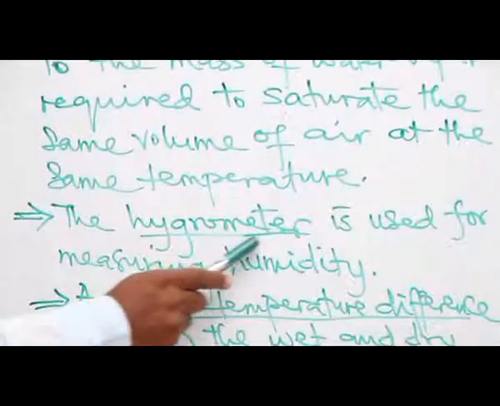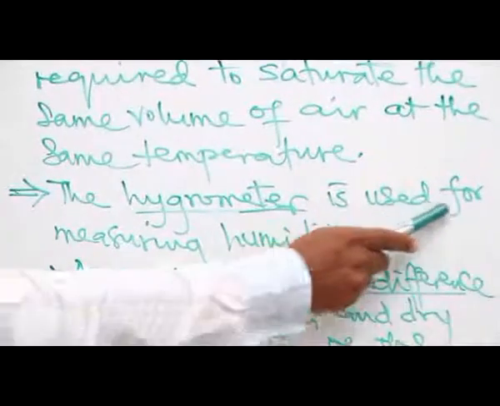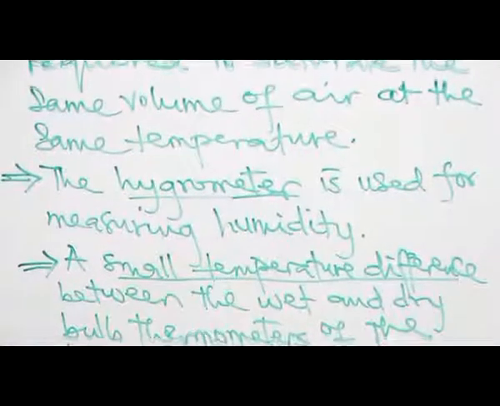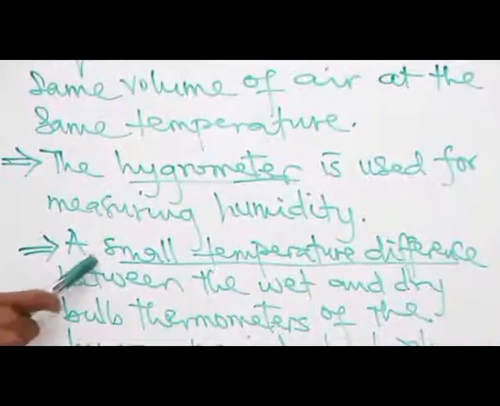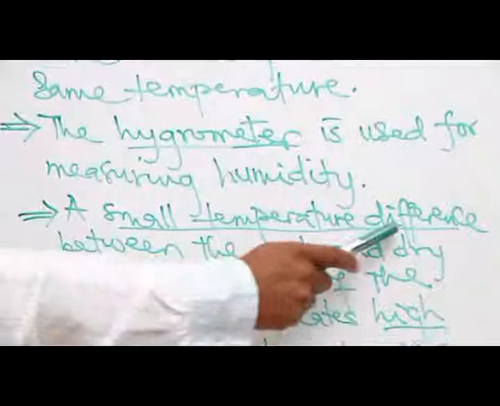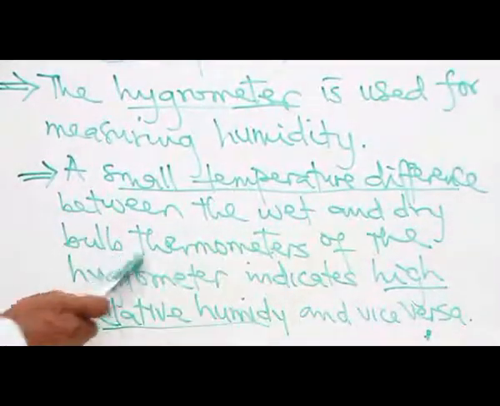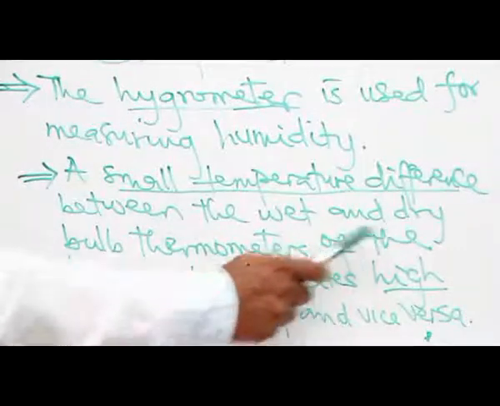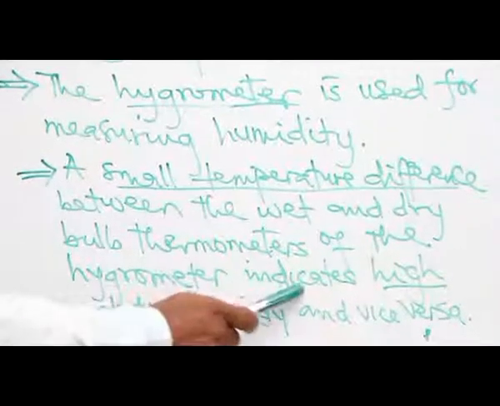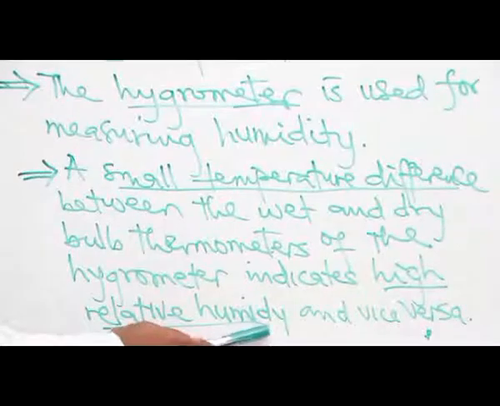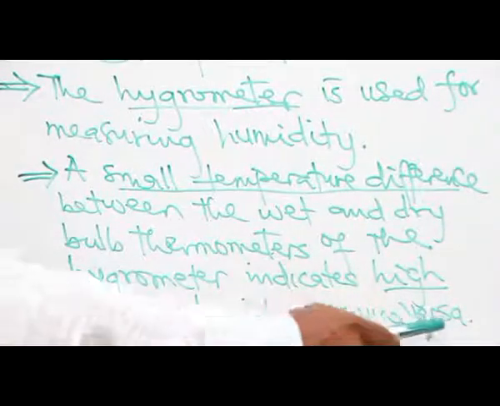The hygrometer is used for measuring humidity. A small temperature difference between the wet and dry bulb thermometers of the hygrometer indicates high relative humidity, and vice versa.